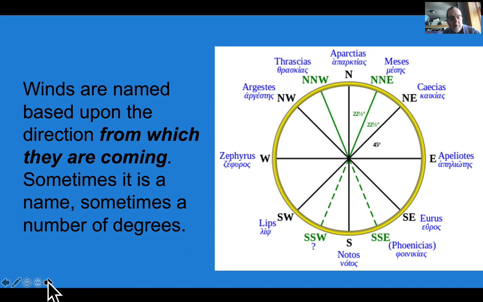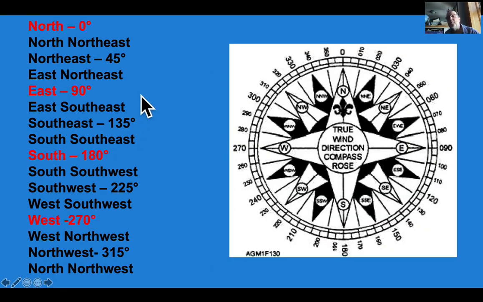Beautiful, beautiful words. Here are all the winds, though, by degree and directional name. And you can see a compass rose, which is what this is called, is broken into 1, 2, 3, 4, 5, 6, 7, 8, 9, 10, 11, 12, 13, 14, 15, 16 different wind directions.